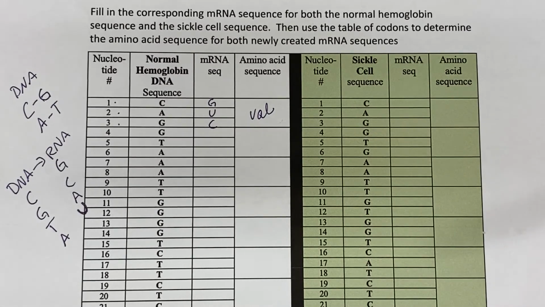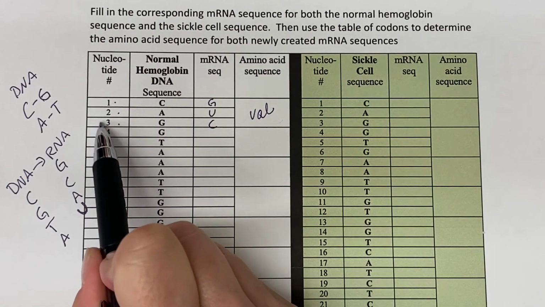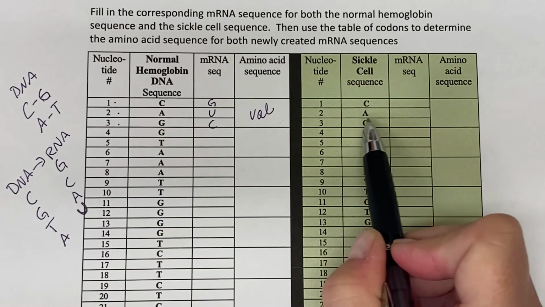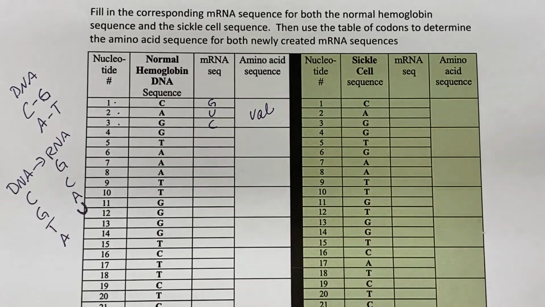Mutations are always found in the DNA. Sometimes they have consequences that affect the amino acid sequence, and sometimes they don't. It's your job as you go through this project to figure out where the mutations are, and you'll identify those mutations based on nucleotide number. So this is nucleotide 3 in normal, this is nucleotide 3 in sickle cell. There's no mutation there, right? So that's kind of what you'll be doing.